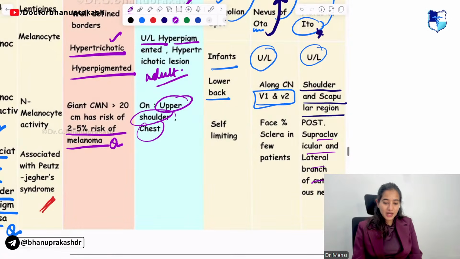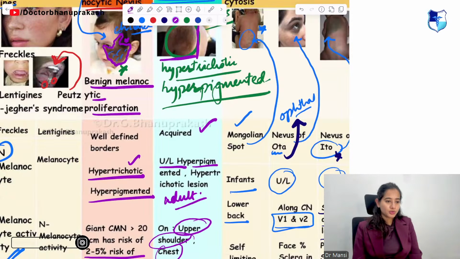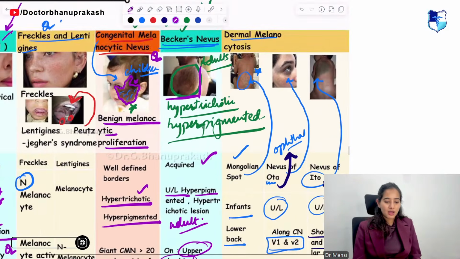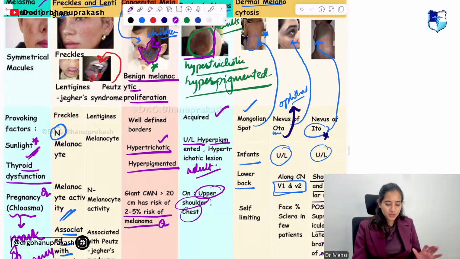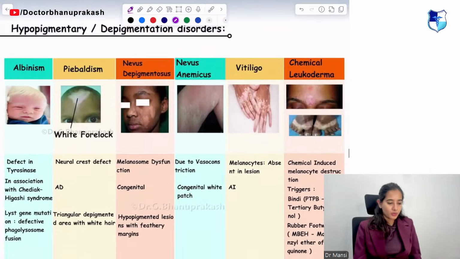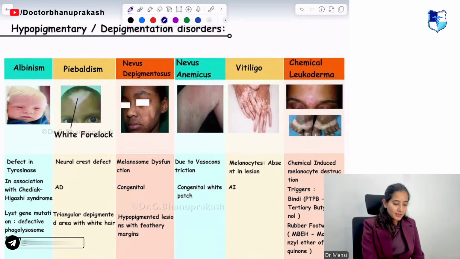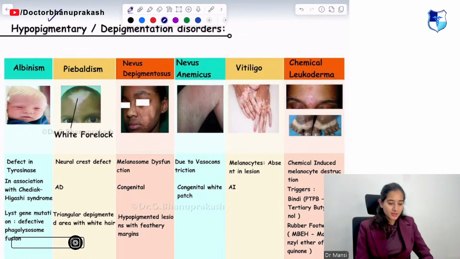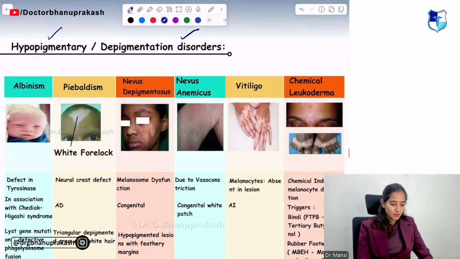Okay. Again, I'm telling you, most of the time these kinds of images are going to come straight as spot diagnosis. So you have a good chance to just crack this with only images.